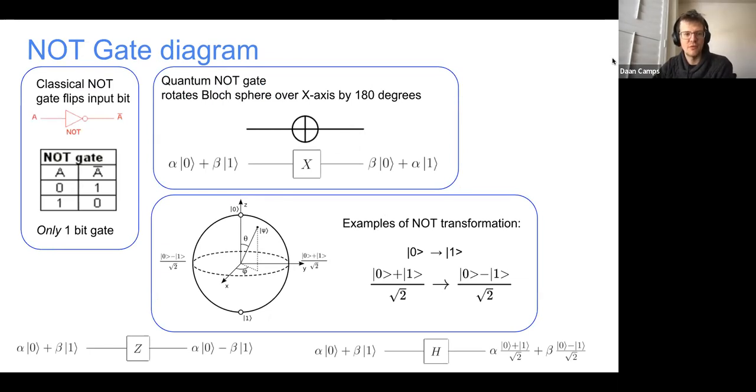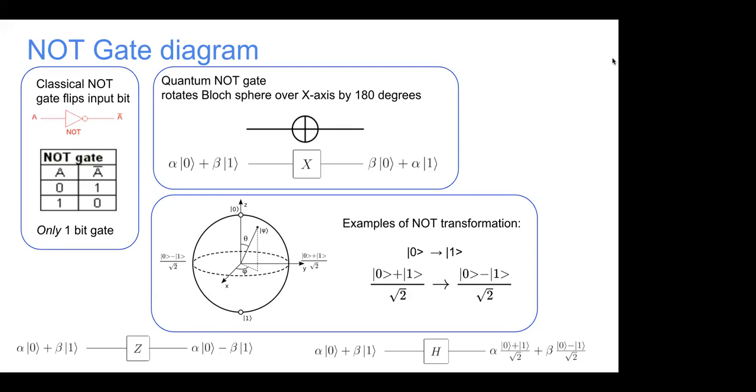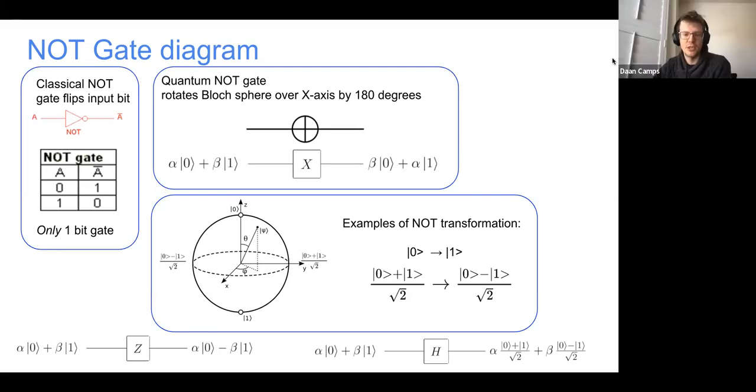The quantum equivalent of the classical NOT gate maps the zero state to the one state and vice versa. But if your qubit is in a superposition, it flips both of them simultaneously. So it does more in some sense.